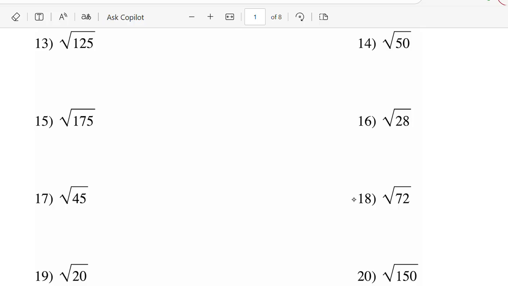That's it for today's lesson. In the next lesson, we will be talking about operations with radicals.